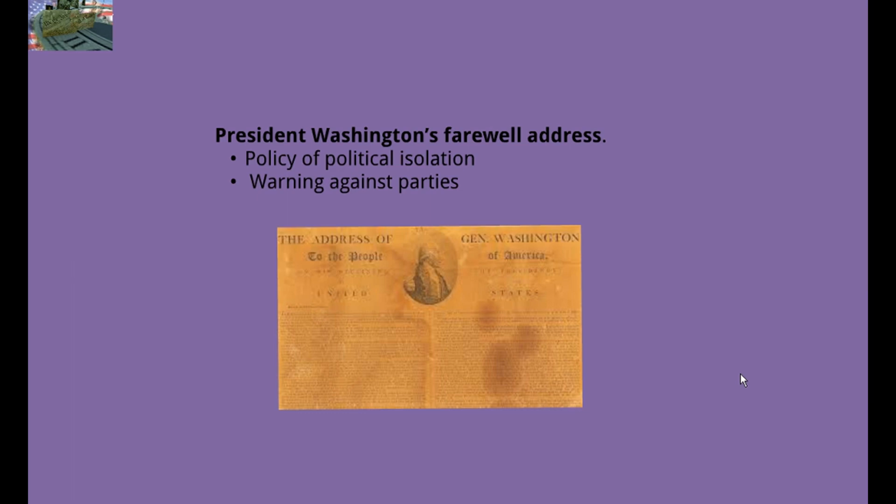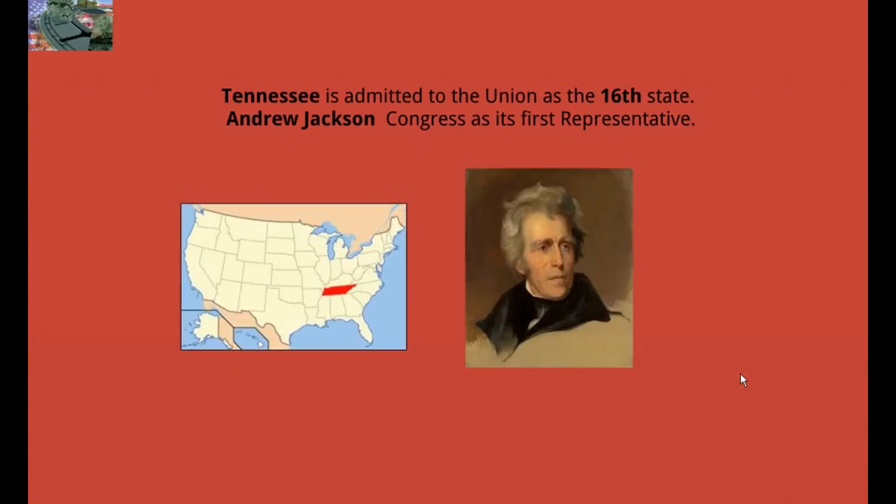And the Genet affair was considered by the Federalists as a proof of this claim. So we have warning against political parties, and also warning against getting trapped in emotional attachments towards any foreign country. And what Washington means here is the emotional attachment and the sympathy that the Democratic Republicans have towards the French and the French Revolution.